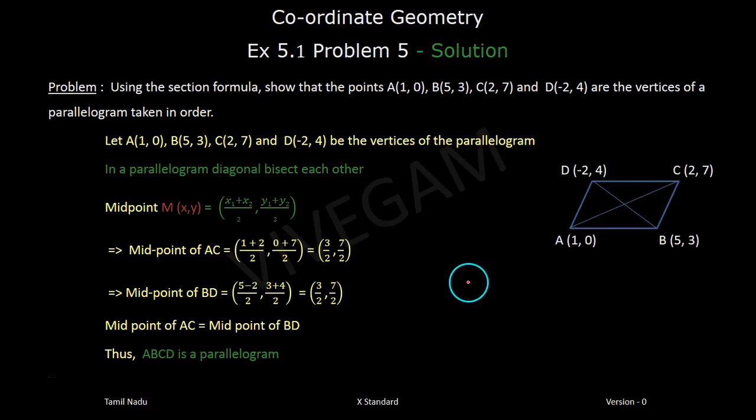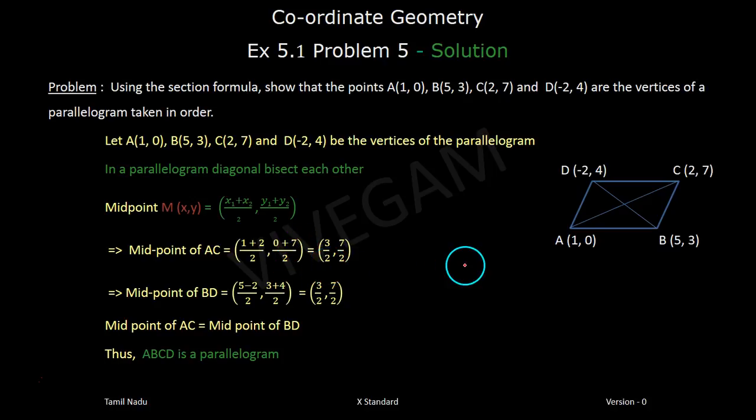The solution. So what do we need to do? We list out all the 4 vertices and we know that in a parallelogram the diagonals bisect each other, which means the midpoint of AC and the midpoint of BD are the same. The midpoint is given by ((x1 plus x2) by 2, (y1 plus y2) by 2). So find the midpoint of AC. What's the midpoint of AC? It is (1 plus 2) divided by 2, (0 plus 7) divided by 2. This is x1 y1, this is x2 y2. The sum of the x coordinates, 1 plus 2, divided by 2, and the sum of the y coordinates, 0 plus 7, divided by 2. So that is 3 by 2, 7 by 2.